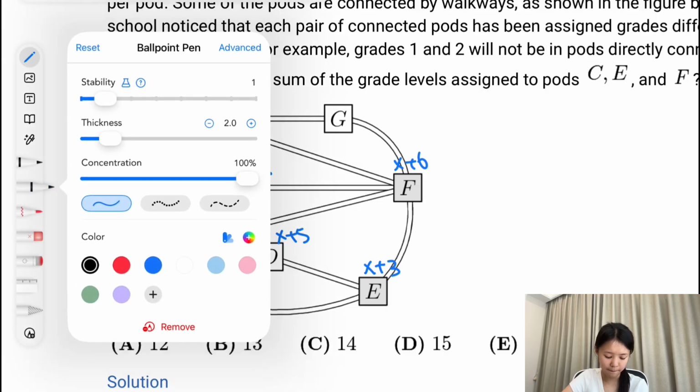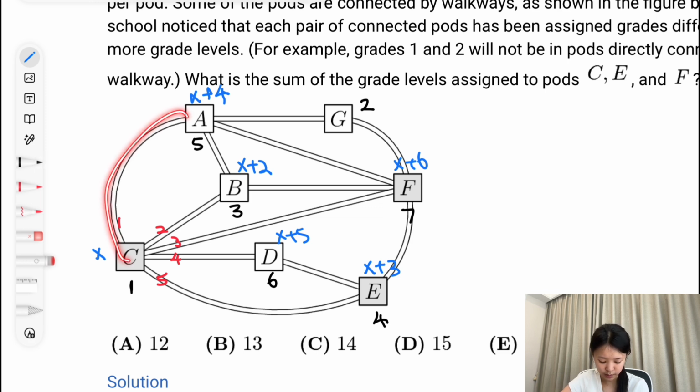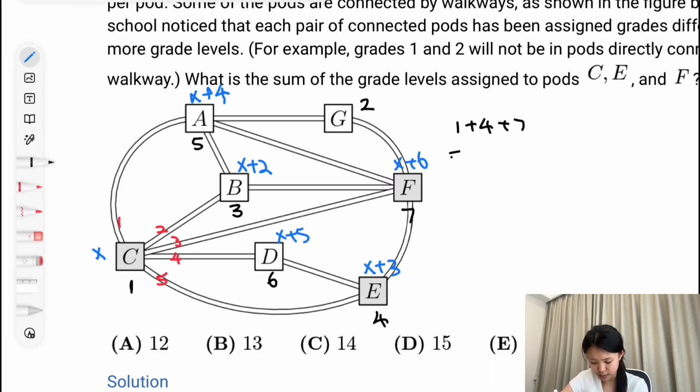So then, if we assume that X is 1, all we have to do is calculate each of these, and then we're able to find the total sum. This is 7, and the remaining one is 2 here. Now we can verify if all of these are correct. Yes, none of these are adjacent grades. So we get the final sum, which is 1 plus 4 plus 7, which is 12. So the answer is A, which is 12.